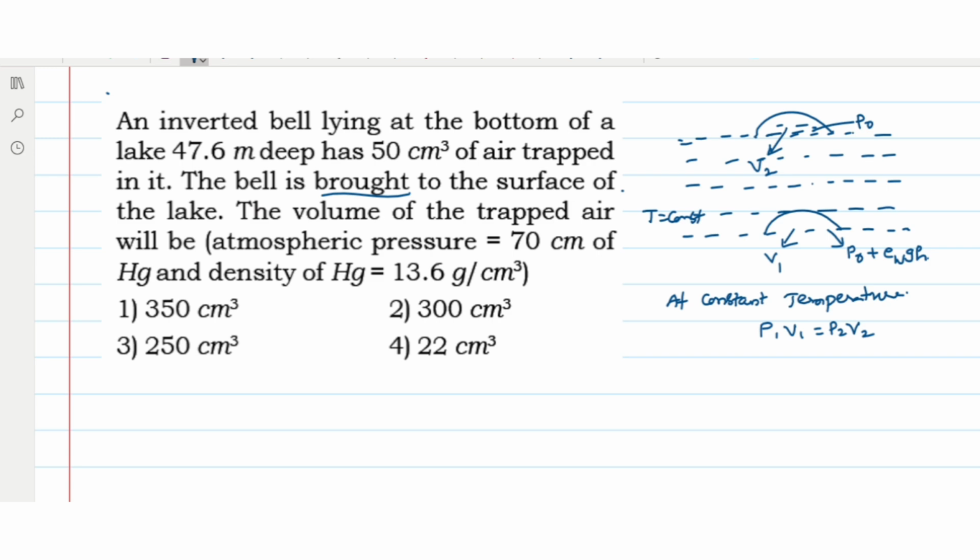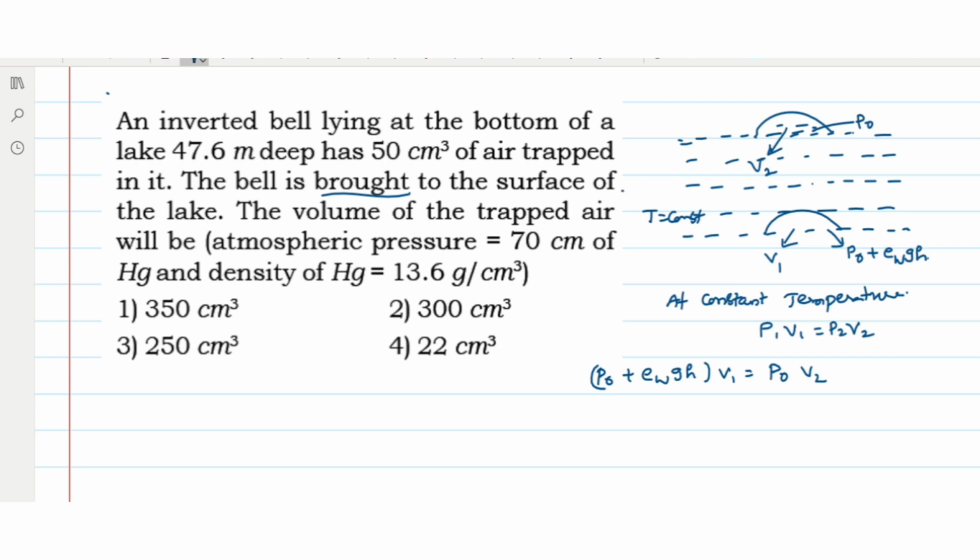Now at the bottom, the pressure at a depth, the formula you know, is P0 plus density of the water into g into h, with volume V1. At the surface, it is influenced by the atmospheric pressure P0, and the volume is V2.